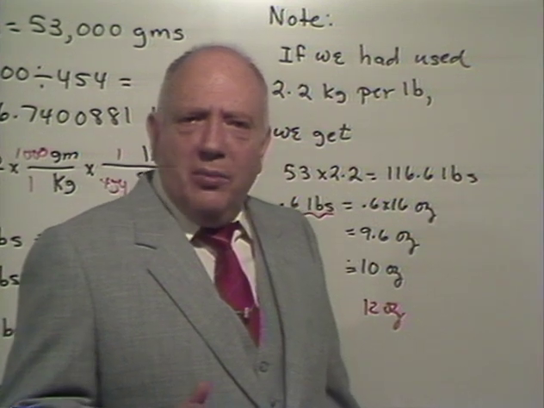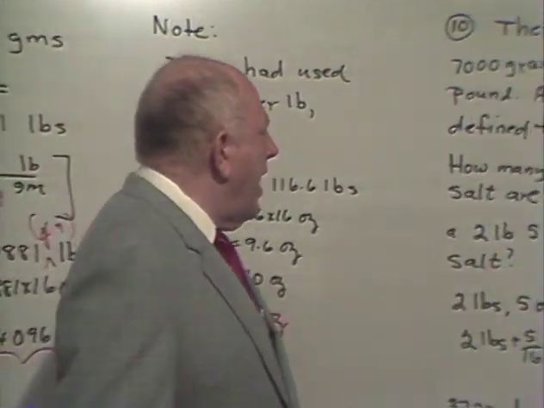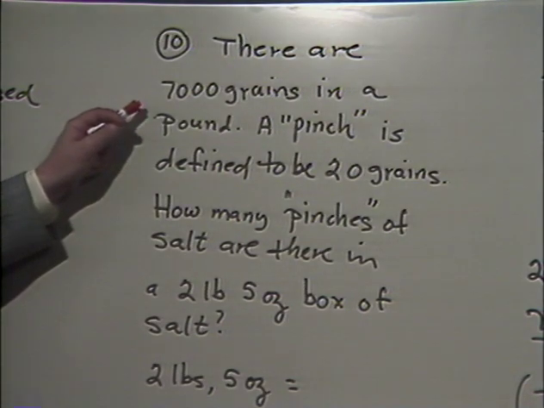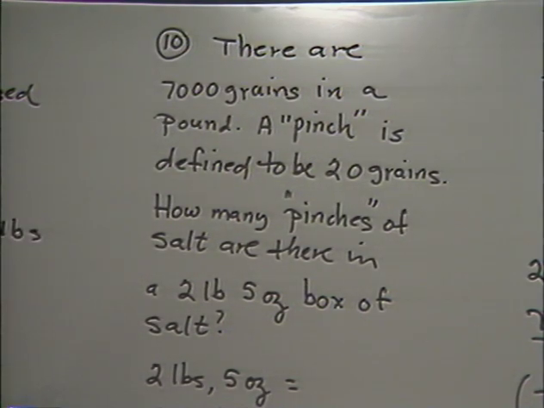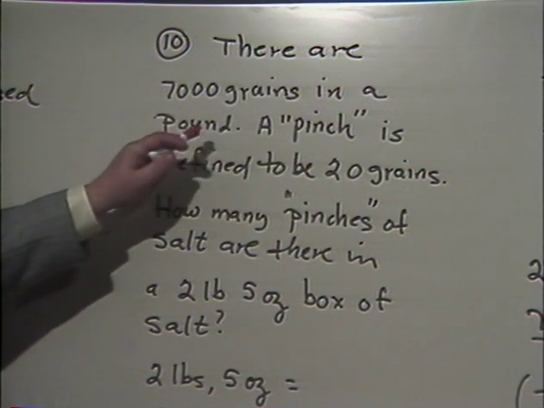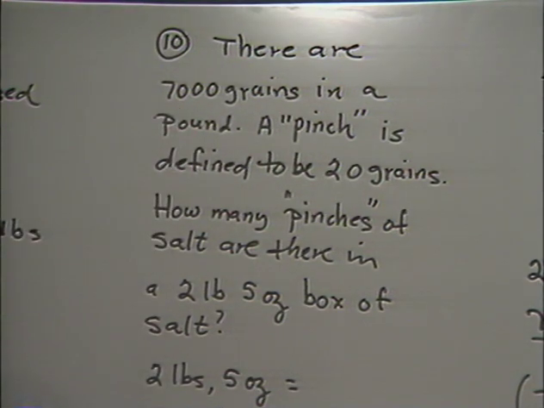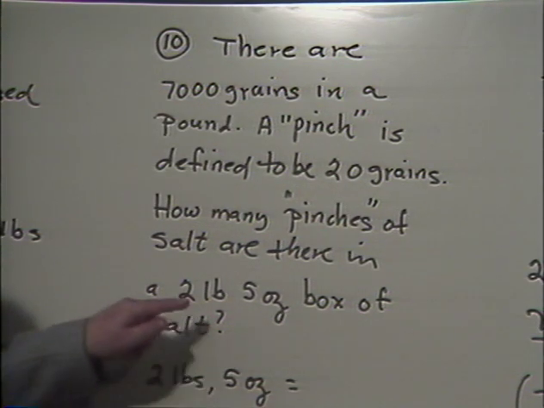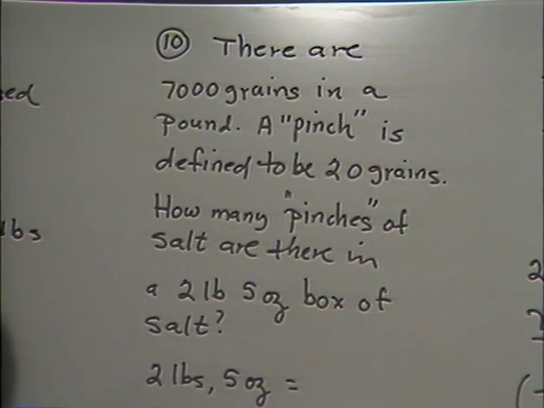I went to a book and I found out that a grain is defined to be 1/7,000th of a pound. So that sounds scary. In other words, I reworded that to say there are 7,000 grains in a pound. Okay. Then I found out that the legal definition of a pinch is 20 grains. See? So there are 7,000 grains in a pound. A pinch is 20 grains. Then I took a box of salt down from a shelf I had in the house, and the weight of the box was given as 2 pounds, 5 ounces.